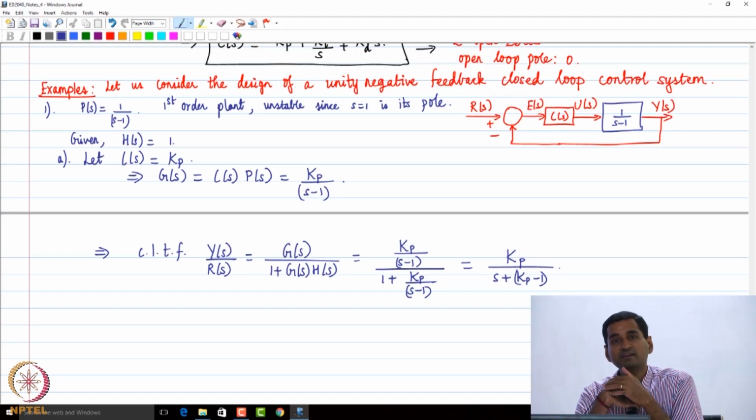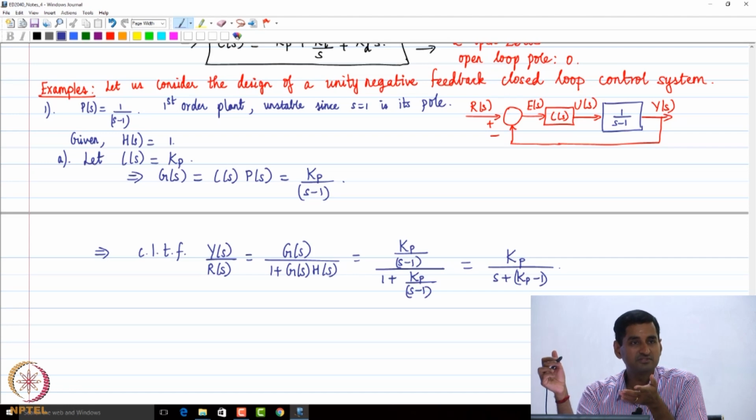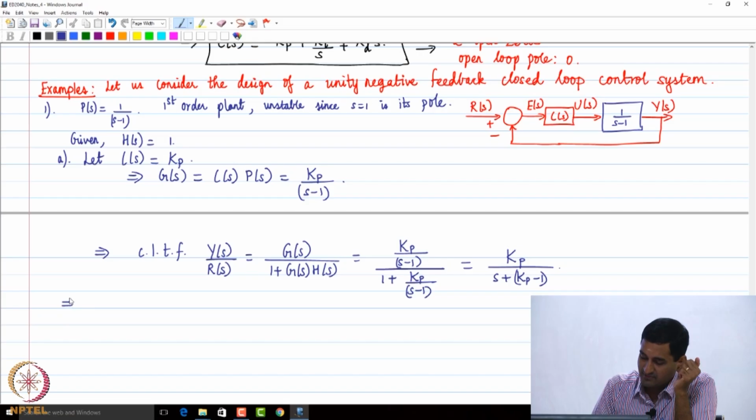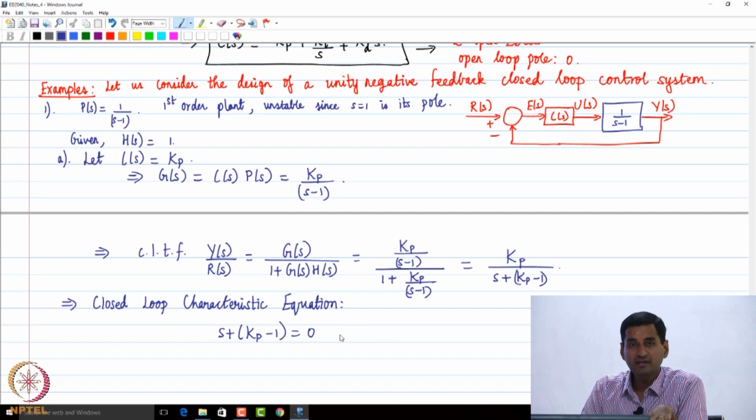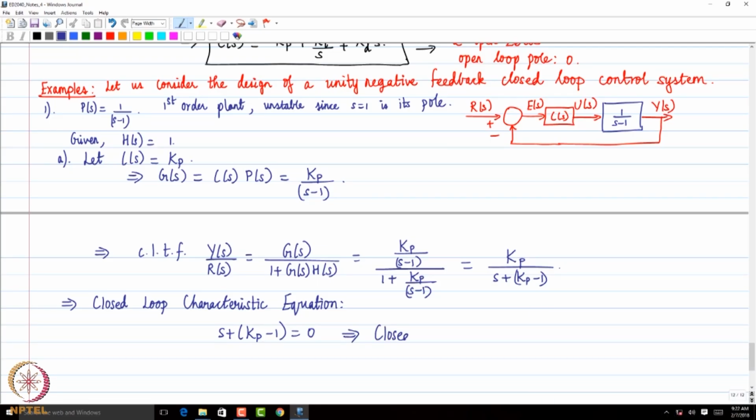Okay, and how do I find the closed loop poles? I need to find the poles of the closed loop transfer function. So, I look at the denominator polynomial of the closed loop transfer function. That is what is called the closed loop characteristic polynomial, right? And then I have to solve the closed loop characteristic equation, which is the denominator polynomial equal to 0, to figure out the poles of the closed loop transfer function. So, this implies that the closed loop characteristic equation is given by s plus Kp minus 1 equals 0. Okay, if I solve this, we immediately see that the closed loop pole is going to be at s equals 1 minus Kp.